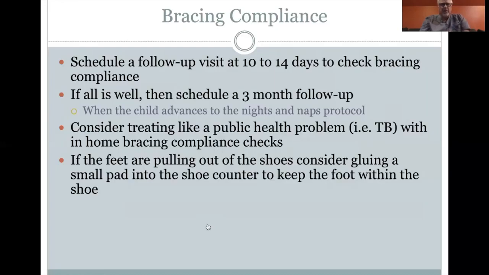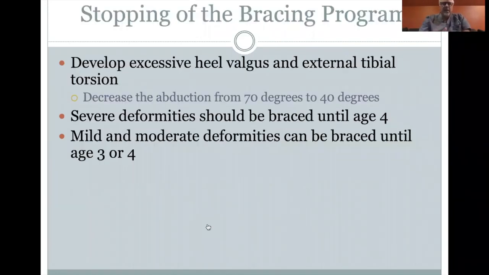One of the things that can happen is sometimes the feet can pull out of the shoe. If the heels are starting to ride up, a lot of the shoes have little holes in the back of the heel area so that you can make sure the heel's all the way down. If you notice the heel starting to come up, you can add a little upside-down U-shaped pad in the shoe counter to help seat the heel down into the shoe if need be.